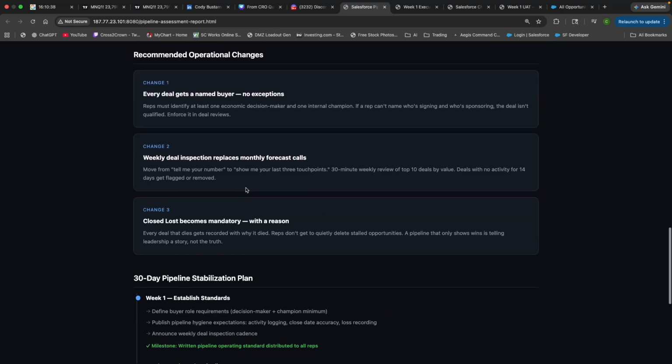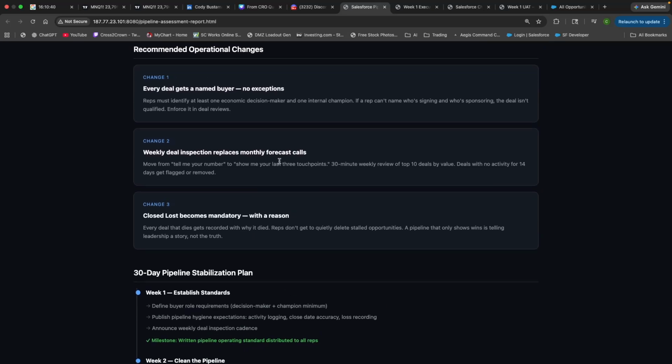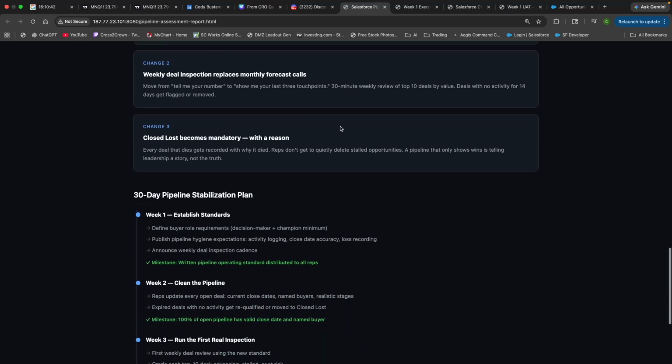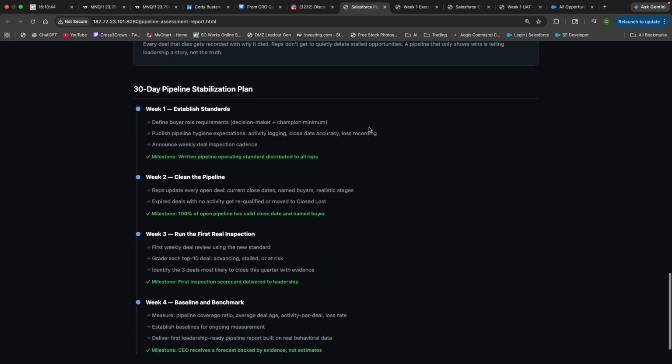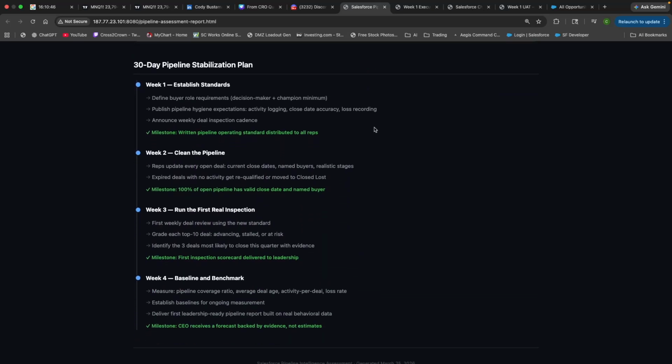So these are the three main recommendations, operational changes that it's proposing the team make. After that, it gave a 30-day pipeline stabilization plan. So it knows that we're looking at pipeline. It knows that we're worried about risks of pipeline. And here's its recommendations. And actually, I skipped ahead a little bit.